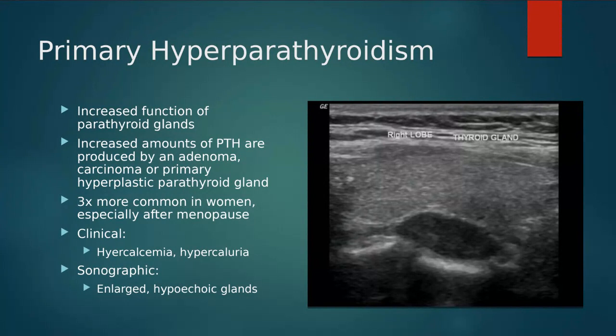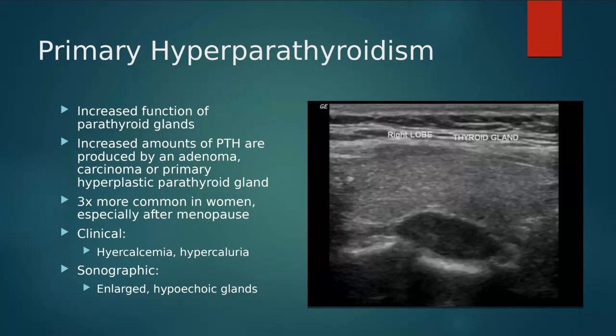We're not really going to talk about hypoparathyroidism too much, just the underfunction of those parathyroid glands, but that doesn't really cause us too many issues. When we have hyperparathyroidism, we actually break that up into two categories: primary and secondary. Primary is when we have the increased function of those parathyroid glands, and that is going to result in increased amounts of PTH, potentially caused by an adenoma, a cancer, or any other type of abnormal proliferation of tissue.